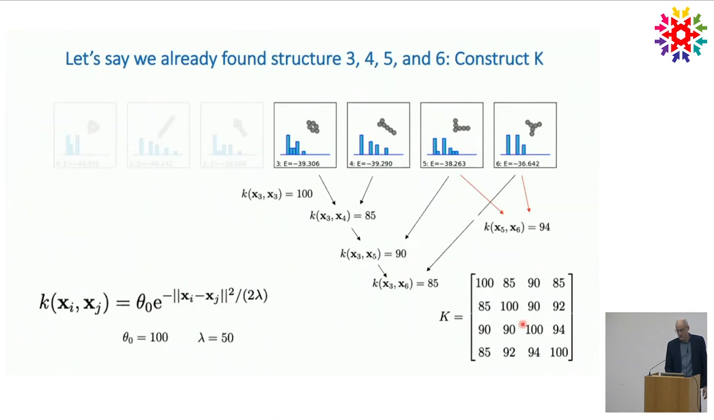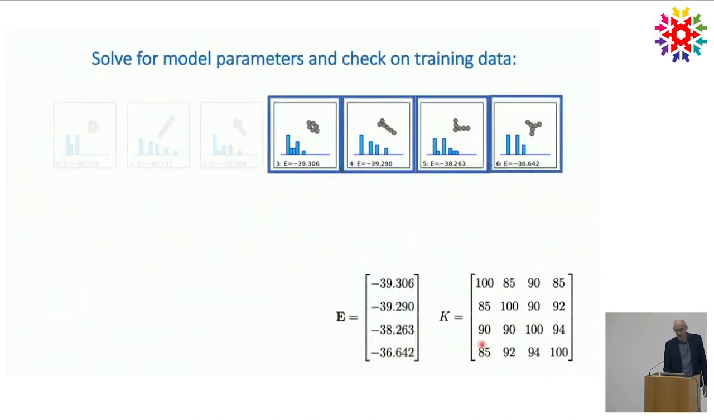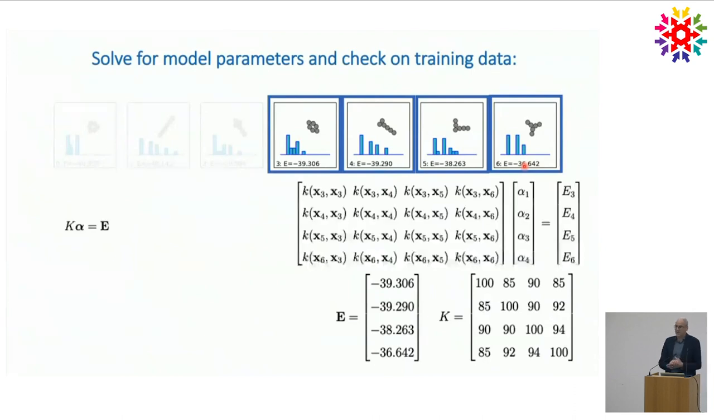So now I have this matrix here. And I also knew all the energies for these four structures that I had found early on in the search. And what I want to do now is to solve a small set of linear equations like this. I want to find the parameters alpha 1, 2, 3, 4 that, if I multiply them onto my kernel matrix, I should recover the energies. That is the prerequisite. That was the first thing I had when I introduced the machine learning model. The black box should reproduce my data.